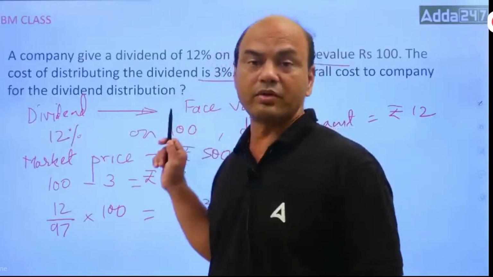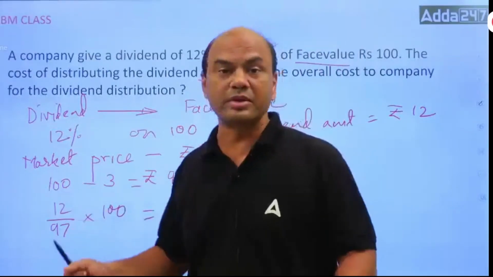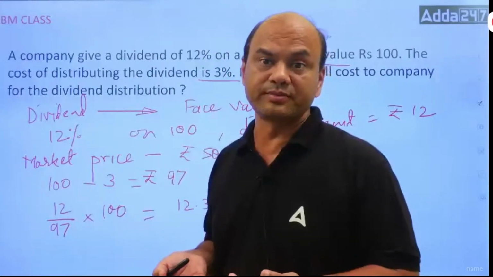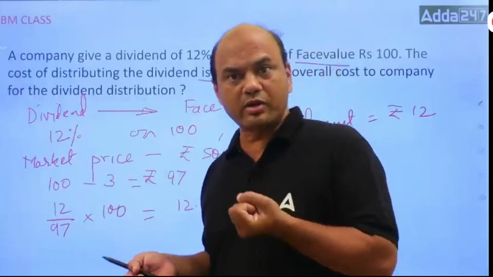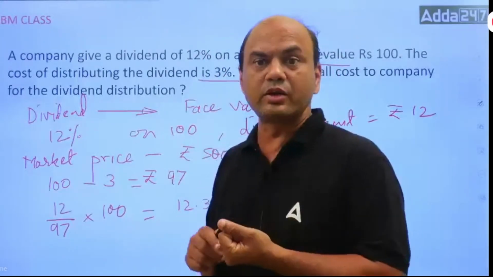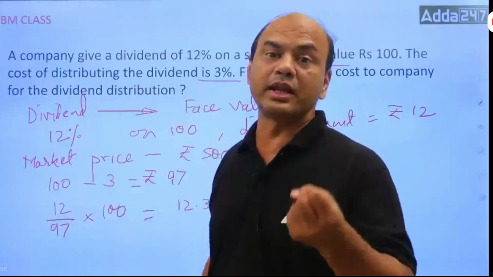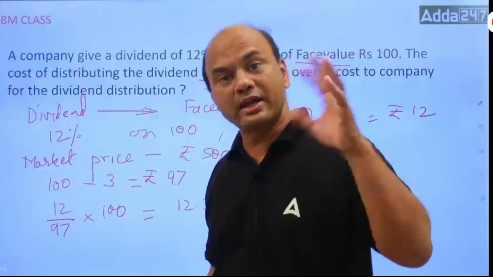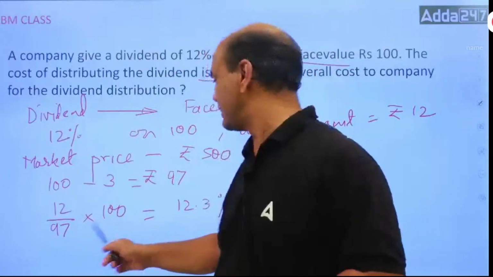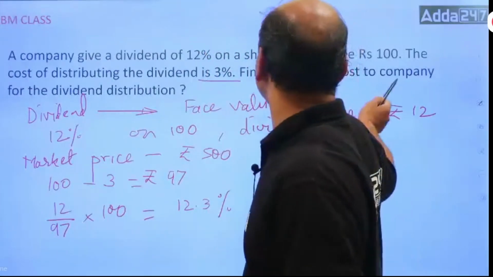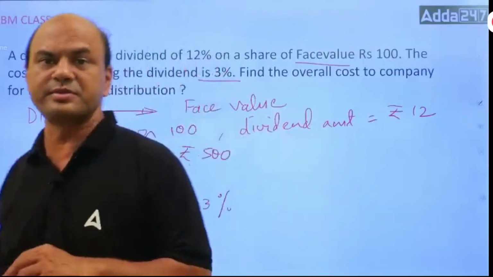So what are you giving now? Cost to the company. See, company's face value means what? How much is the company's worth in this? Suppose if I'm having 100 rupees face value, what does it mean? I'm having 100 rupees worth with me. But now 3 rupees are gone for giving this dividend. So now I'm having how much? Only 97 rupees. And on that 97 rupees, I'm giving 12 rupees dividend. So 12 upon 97 equals 12.3. So overall cost to the company is 12.3%, including your dividend plus the cost of distribution.